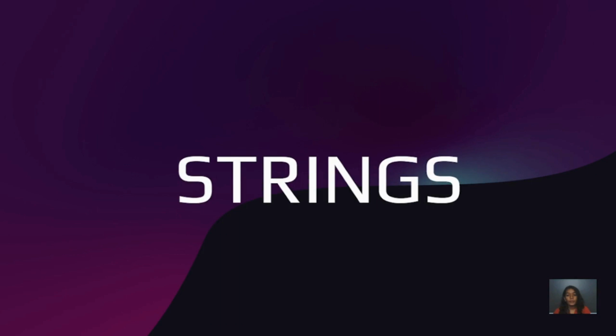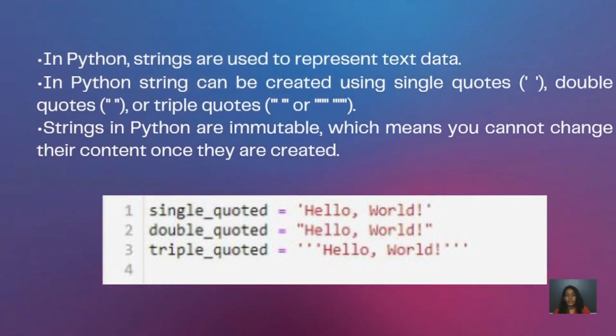In this video, we'll be seeing about strings and tuples. Let's begin with strings. Strings are used to represent text data. In Python, a string can be created using single quotes, double quotes, or triple quotes. Strings in Python are immutable, which means you cannot change their content once they are created.